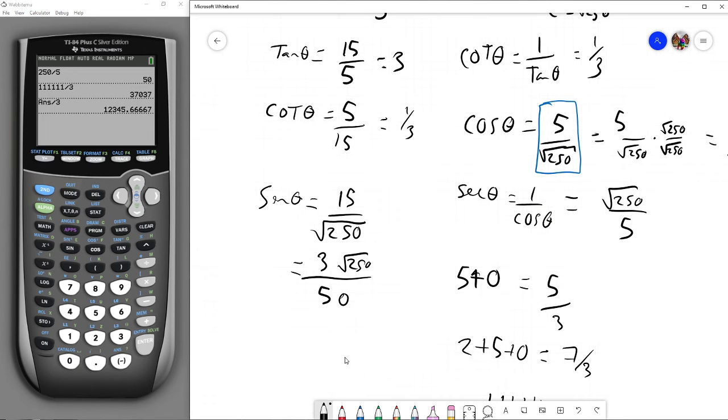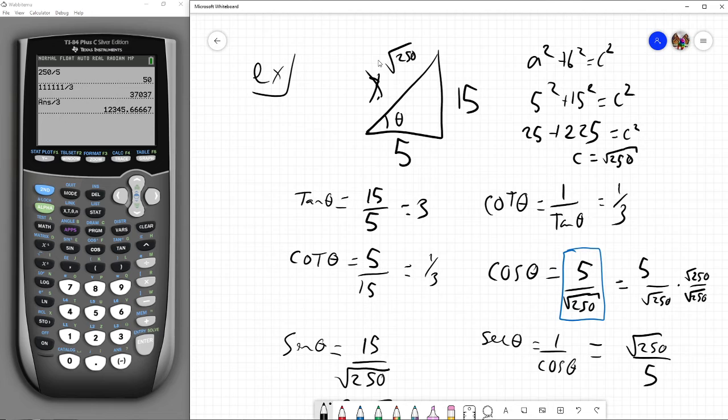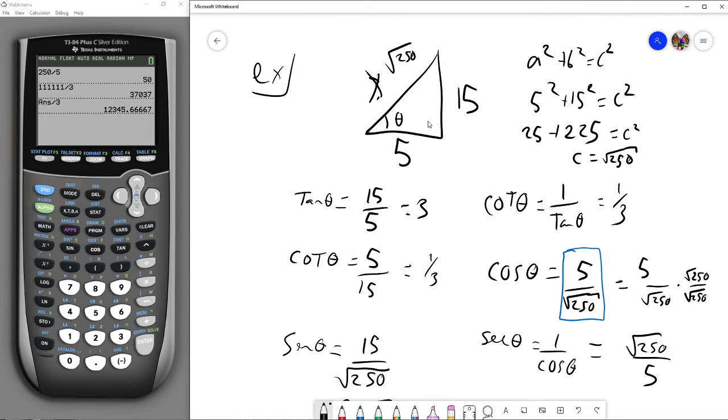Alright, coming back. Since sine is equal to this quantity, we know cosecant, since it's 1 over sine, has to be root 250 over 15. Alright, so that is just working through SOH-CAH-TOA, finding the different values.